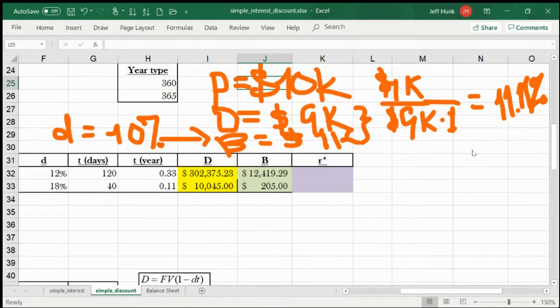It's like you wanted to borrow 10,000, they gave you 10,000, but they took 1,000 upfront as interest, right? So it is 11.11, right? So this is called the effective interest rate, right? So we're going to talk about the effective interest rate in the next video.